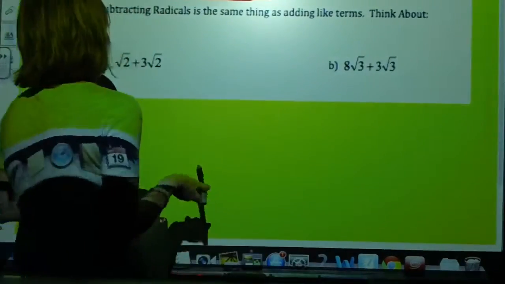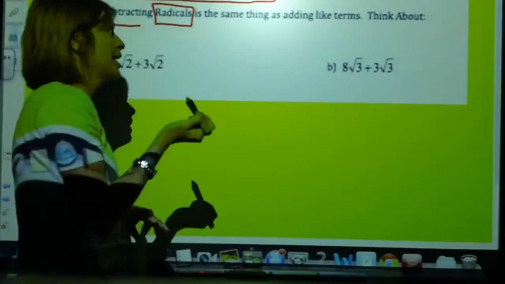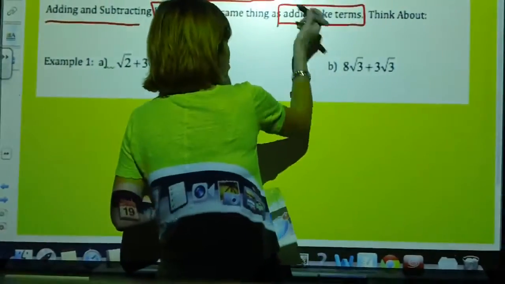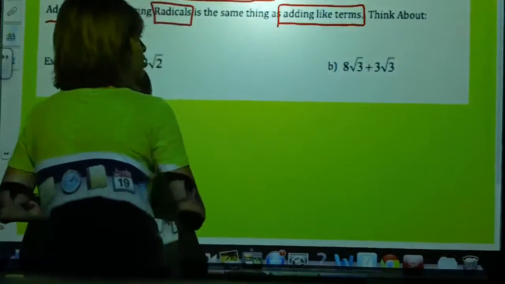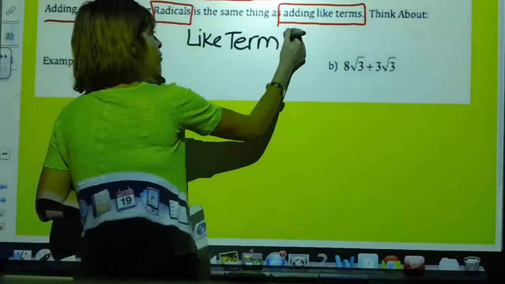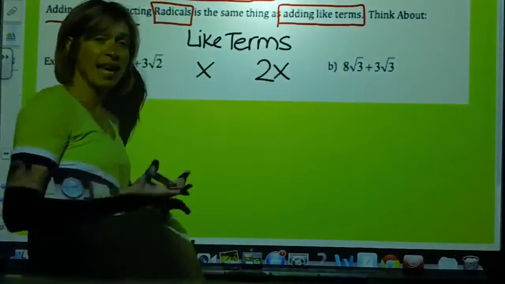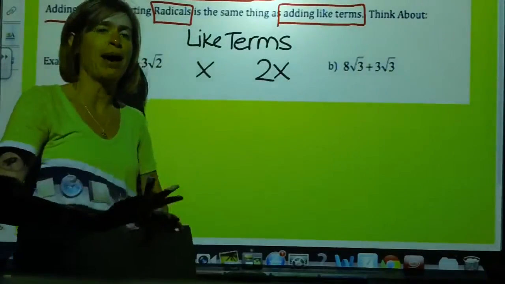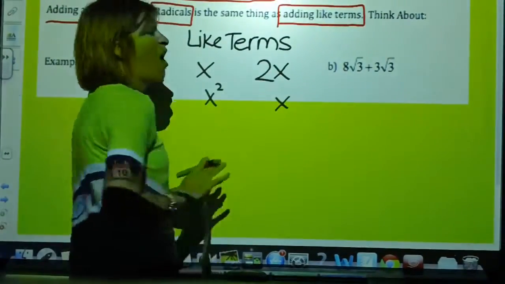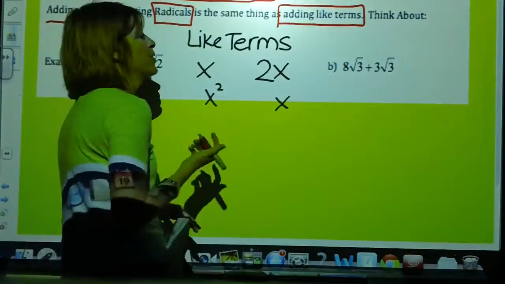All right, so I want you to think of adding and subtracting radicals as the same thing as adding like terms, okay? We've spent a lot of time this year talking about like terms. Okay, x and 2x. Variables are the same variable raised to the same power. They are like terms, whereas x squared and x are not like terms. Why? Because they're not raised to the same power.